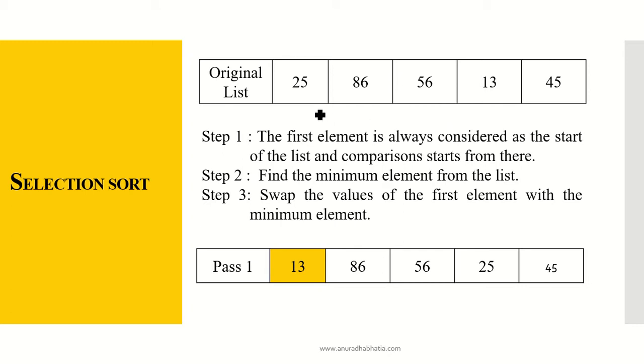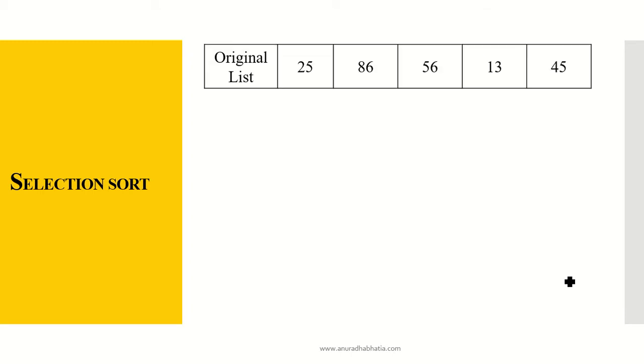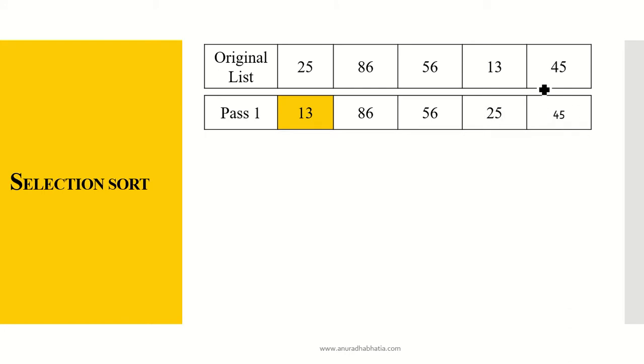Now how has this happened? This is my original list, and in it the first element is considered as the start of the list and comparison starts from here. From the remaining list we find the minimum element, which is 13. So the values of 13 and 25 are swapped. After pass 1 we get 13, 86, 56, 25 and 45. This is my input to pass 2.